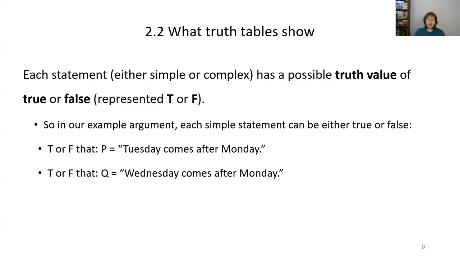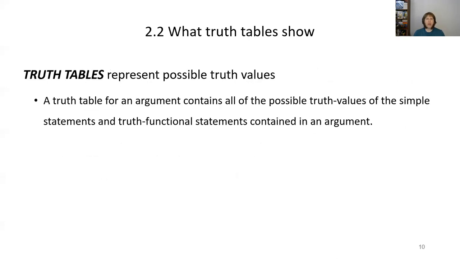So in our argument here, we've got our two simple statements. Tuesday comes after Monday. Wednesday comes after Monday. They're both either true or false. Now, of course, the conclusion is also going to be true or false. But to figure out whether or not it's true or false, we need to figure out whether or not our premises are true or false. So we can use a truth table to represent all of the possible combinations of statements.